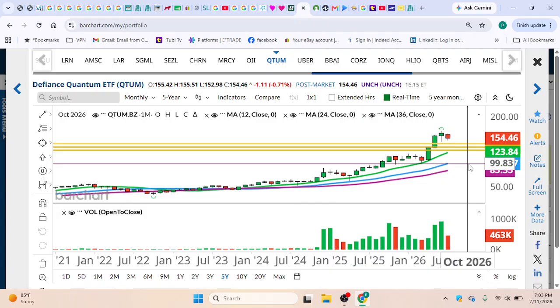But right now, it's on a watch. It's pulling back. I need to see some evidence of where it's going to stop pulling back to, and then make a decision if I want to buy more of that ETF.